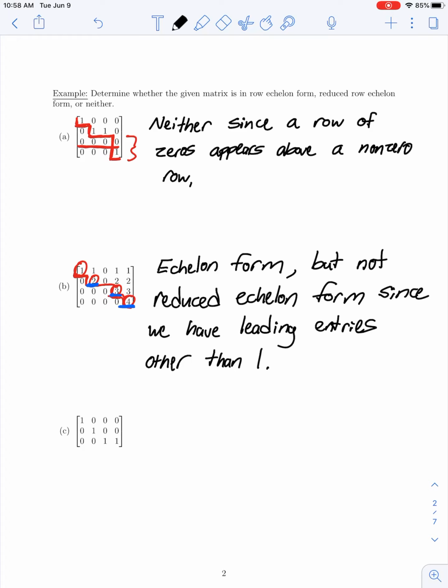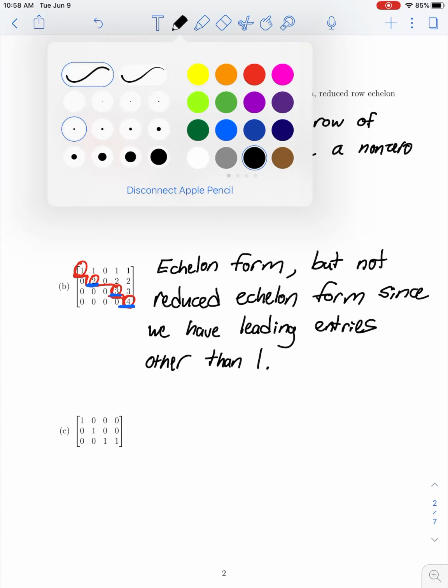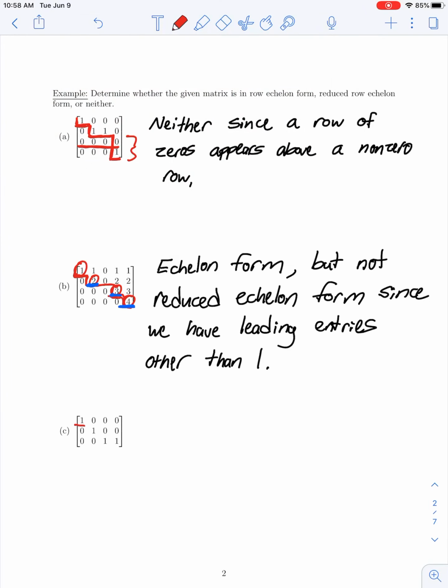All right. Now in our last example, part C, we have the following matrix. So let's take a look at this. In our first row, our leading entry is 1. Second row, leading entry is 1. And third row, leading entry is 1. So we do have this desired staircase pattern with a step height of 1. The entries below that staircase are all zeros, so the entries below each leading entry are 0. And we see that each leading entry appears in a column to the right of the leading entry in the row above it. So it is in echelon form.